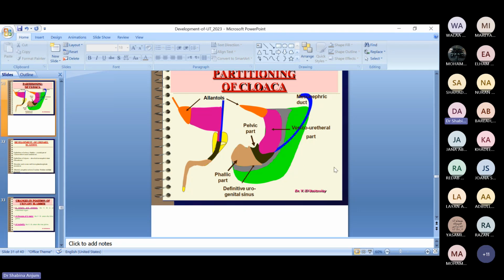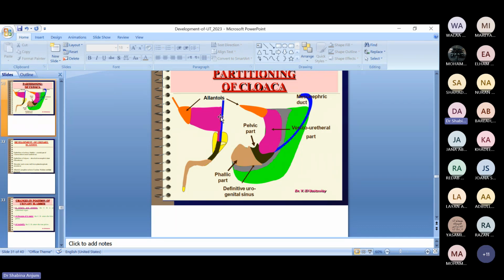So this is the partitioning. You can find that now our mesonephric duct has come. This mesonephric duct will give rise to what? It will give rise to our ureteric bud, and also it will form the trigone of the urinary bladder. Here you can see nicely. This is the mesonephric duct. It will form the ureteric bud, and this is the developing urinary bladder. It will form the trigone of the urinary bladder.